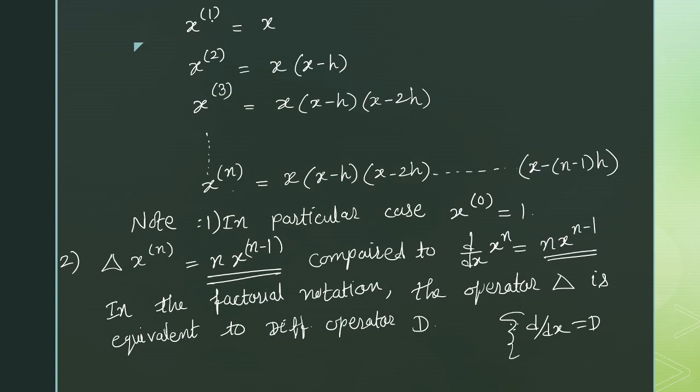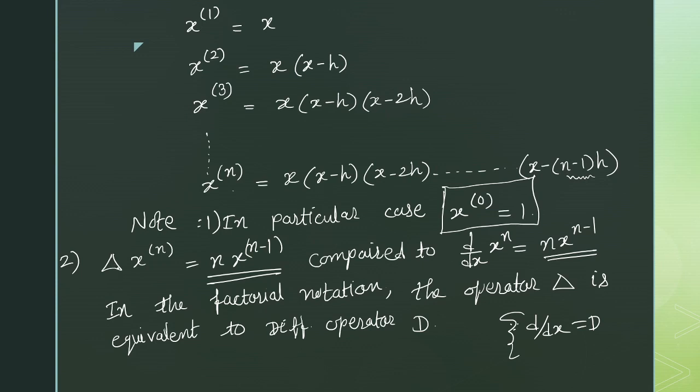Now here x raised to the power 1 factorial, its value is x. x raised to the power 2 factorial contains two values starting from x, therefore x into x minus h, where h is the common difference. In this way we can write x raised to the power n factorial, that means starting from x and containing a total of n terms, therefore x minus h up to x minus n minus 1 h. In the particular case, x raised to the power 0 factorial equals 1.